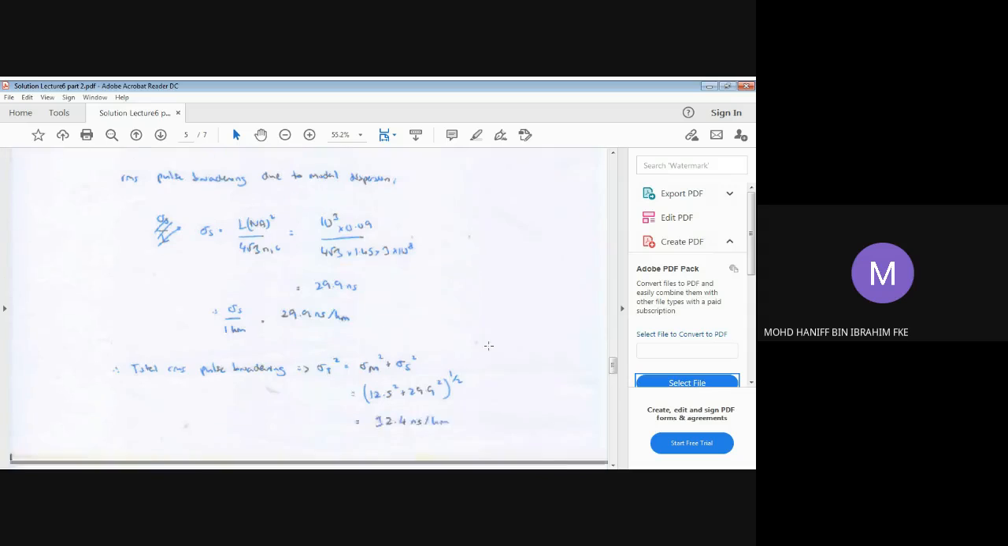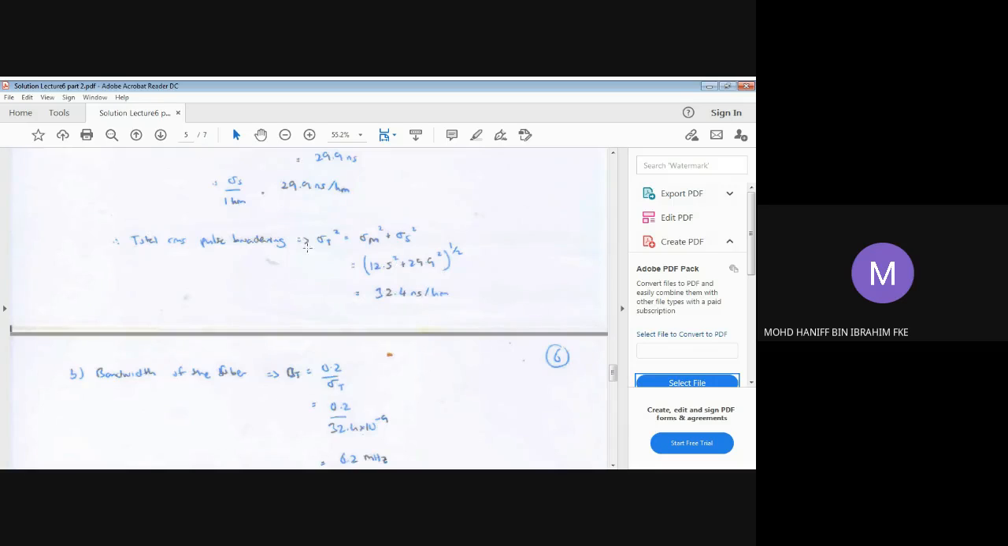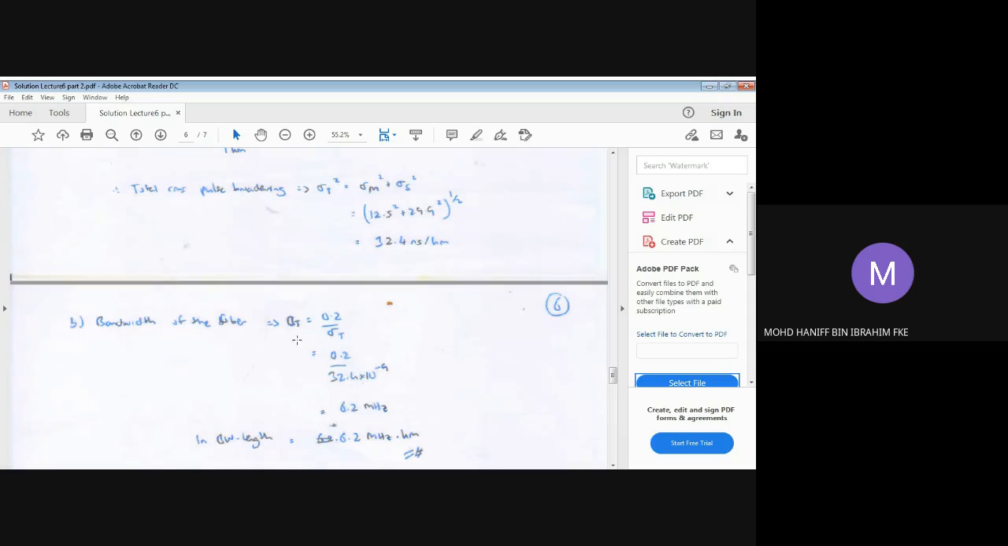So this is the total pulse spread due to the effect of both intermodal dispersion and material dispersion. From this delta T, we can calculate the bandwidth or bit rate. We can use this equation because we have the RMS value of pulse spread. So the bit rate will be 0.2 over the total pulse spread of 32.4 nanoseconds, so you end up with a bit rate or bandwidth of 6.2 megahertz.